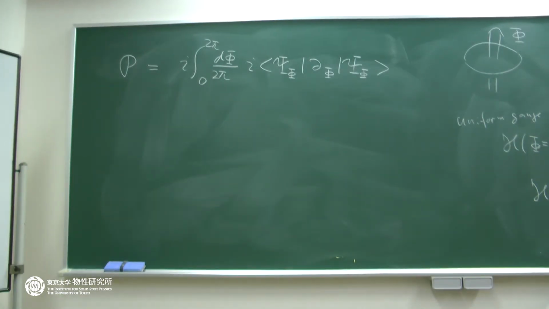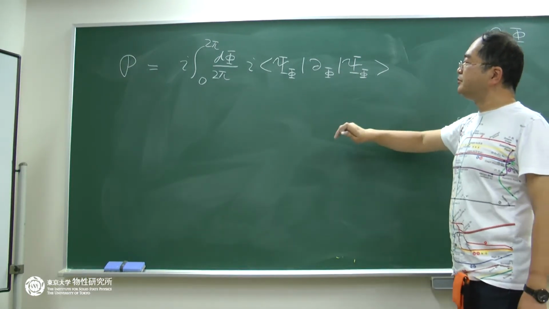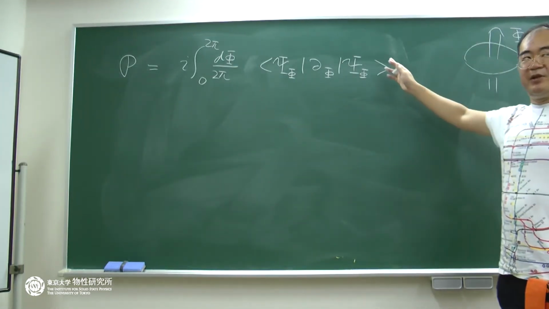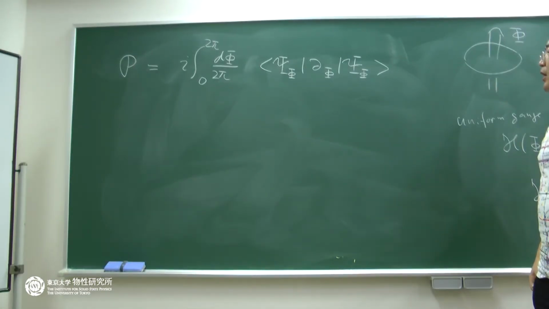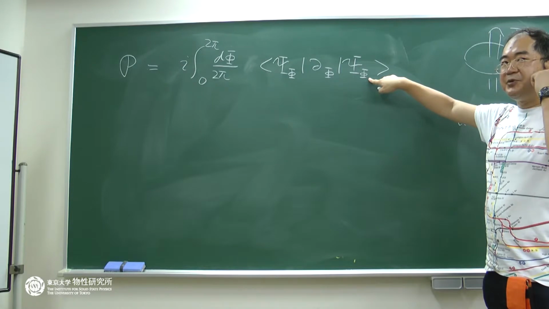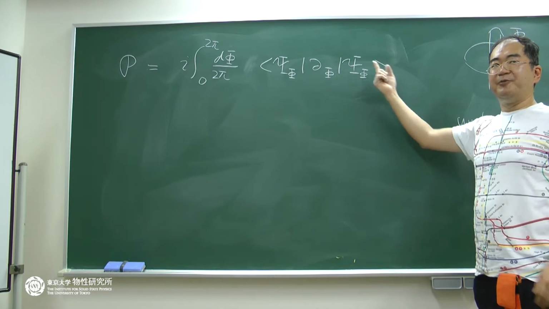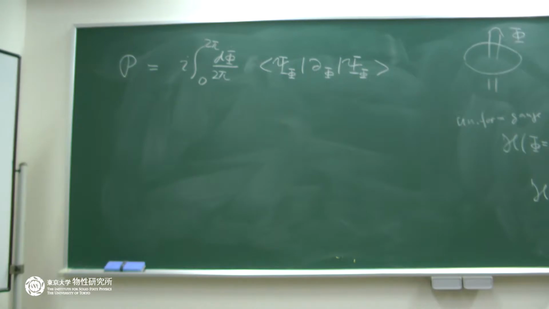So the original Berry phase type definition of polarization was given like this. Actually, there is more subtlety, but I don't discuss it here. So this is like a Berry phase for flux insertion. But here I'm using the ground state for given flux at each value of flux. So this corresponds to the Berry phase corresponding to adiabatic flux insertion.